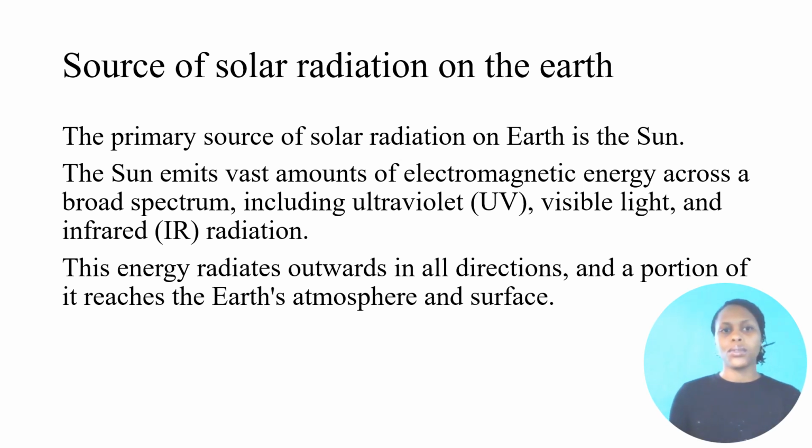I'm going to introduce the source of solar radiation on the Earth. The primary source of solar radiation on the Earth is the sun. The sun emits a vast amount of electromagnetic energy across a broad spectrum, including ultraviolet, visible light, and infrared radiation. This energy radiates outward in all directions, and a portion of it reaches the Earth's atmosphere and surface.